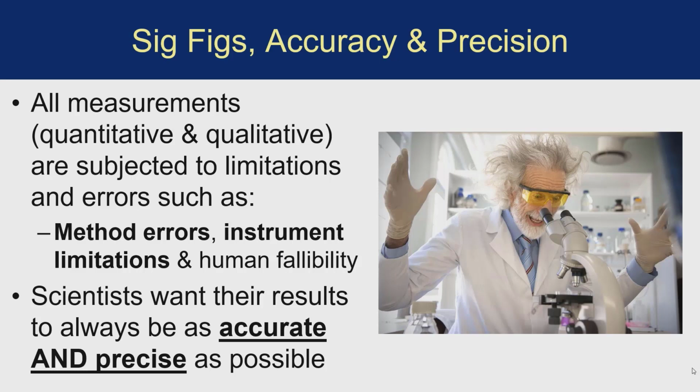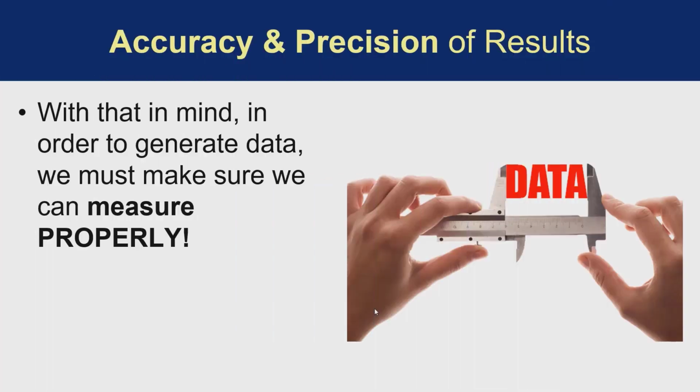So anyway, getting back to measurement, all measurements are always going to be subjected to limitations and errors, such as method errors and instrument errors, and of course, human fallibility, which I'm going to make a point here. Never say human error was your error source, because it's only an error once, and then you fix what you did and move on. But anyway, I digress. In the end, when we're generating data, scientists want their results to be as accurate and as precise as possible. With that in mind, it is all about being able to measure properly to actually get data that is usable and is scientifically sound.